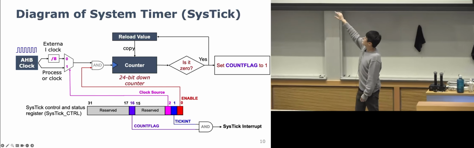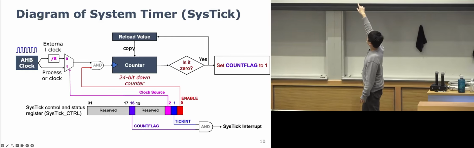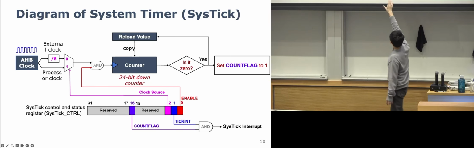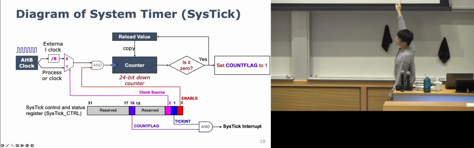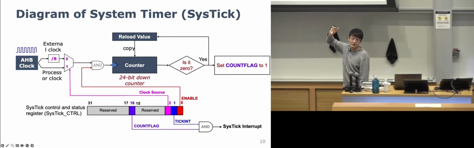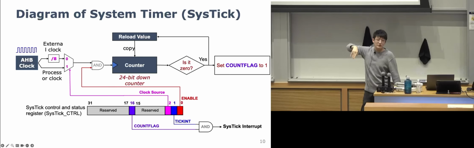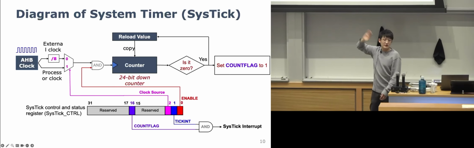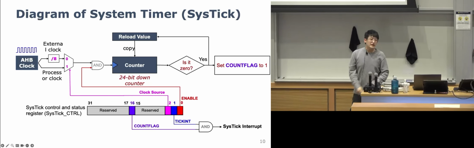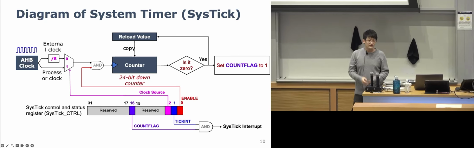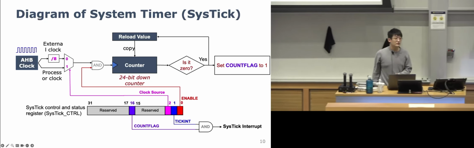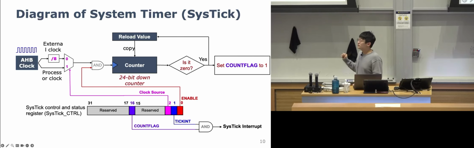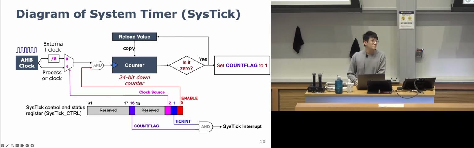So the count flag and tick enable go through an AND gate here. If both of them are true, then a SysTick interrupt is triggered. So it's possible, if you're just doing that one super loop, you don't have to enable this. Then it wouldn't trigger a SysTick interrupt to the NVIC. Any other questions? Okay, perfect.